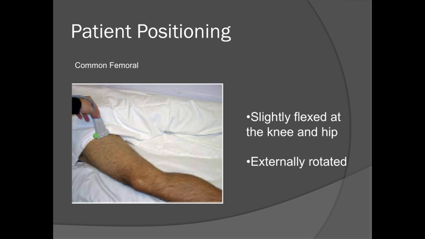So we'll talk a little bit about how we're going to be positioning our patients as well. And for the common femoral vein, what we're going to do is just have the patient lie on their back in the supine position, and we will have them slightly flex the knee and the hip. And then we'll have them externally rotate their leg out so that you have sort of a view of the medial surface of that leg. And then we will start scanning where we said before for our 2-point scan in the region of the common femoral vein up top there on the leg.